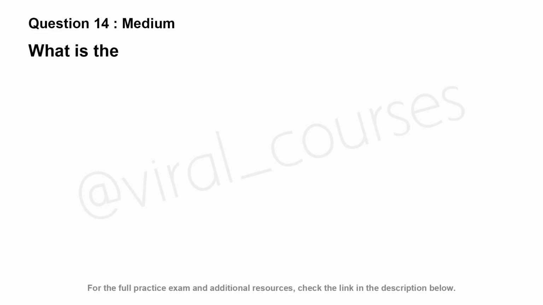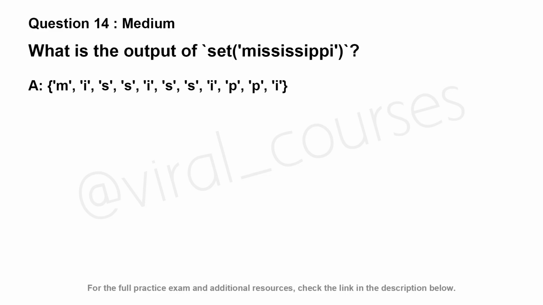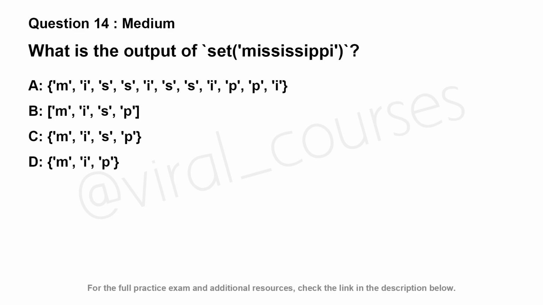What is the output of set('Mississippi')? Option A, {M, I, S, S, I, S, S, I, P, P, I}. Option B, {M, I, S, P}. Option C, {M, I, S, P}. Option D, {M, I, P}.